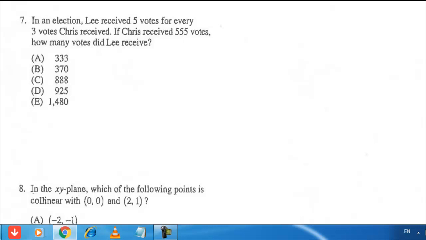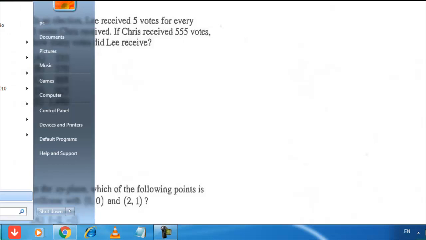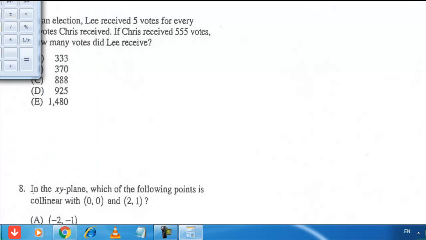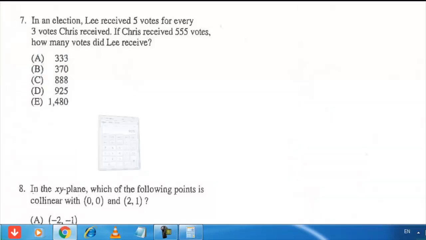In an election, Lee received 5 votes for every 3 votes Chris received. If Chris received 555, that 555 should be matched to Chris. So how many votes did Lee receive? We are going to multiply 555 by 5 divided by 3, and it's going to be 925. So the suitable answer is number D, 925.